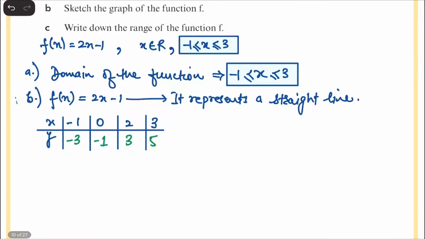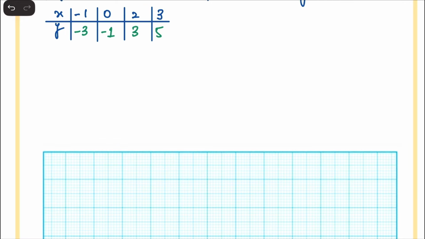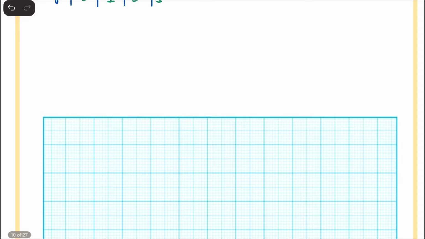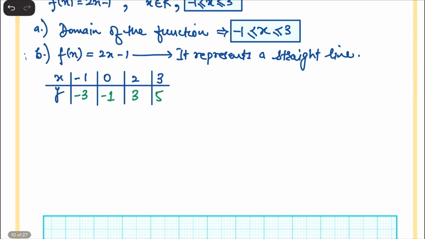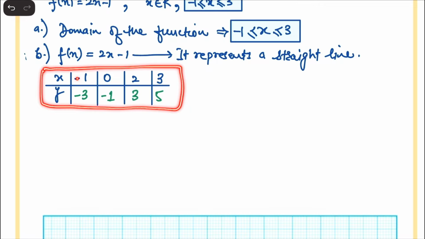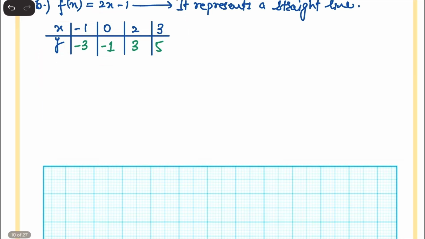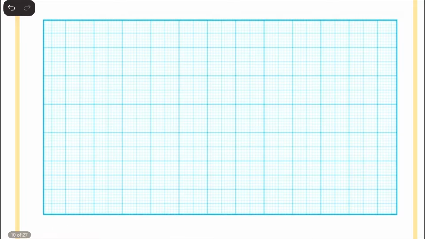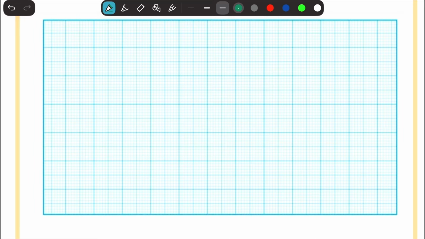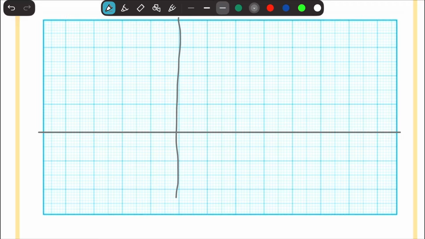So let's plot the graph for the given question. The first point is minus 1 comma minus 3. I will plot all these values. I need to take care that on the x-axis, I need values from minus 1 to plus 3, and on the y-axis, I need values from minus 3 to plus 5. Basically, I need to check whether there is sufficient space. Yes. So I will quickly draw the x-axis and y-axis on the graph. This is going to be my x-axis and this line is representing my y-axis.